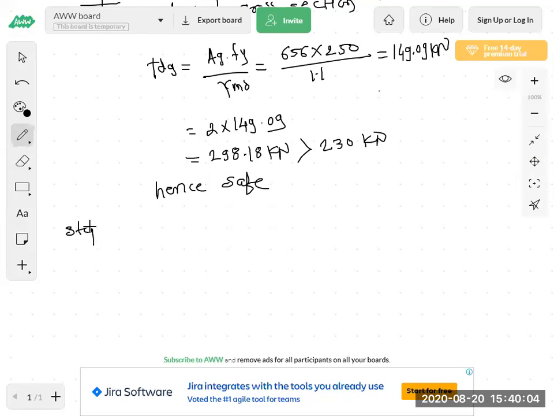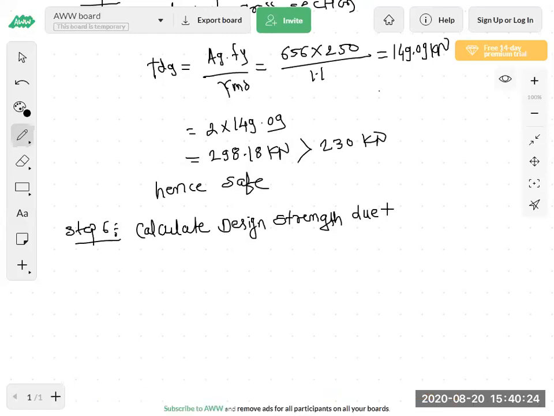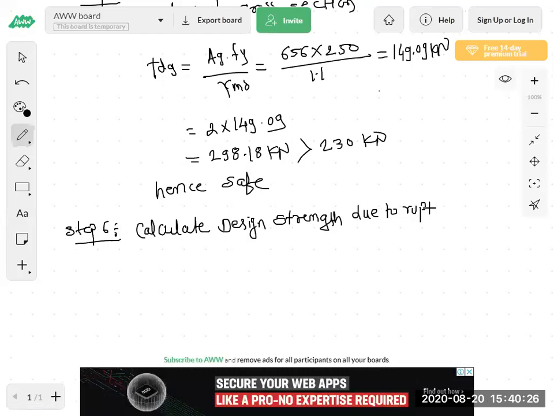Now next is step number 6. What is the next strength? The next strength is to calculate the design strength due to rupture of critical section.